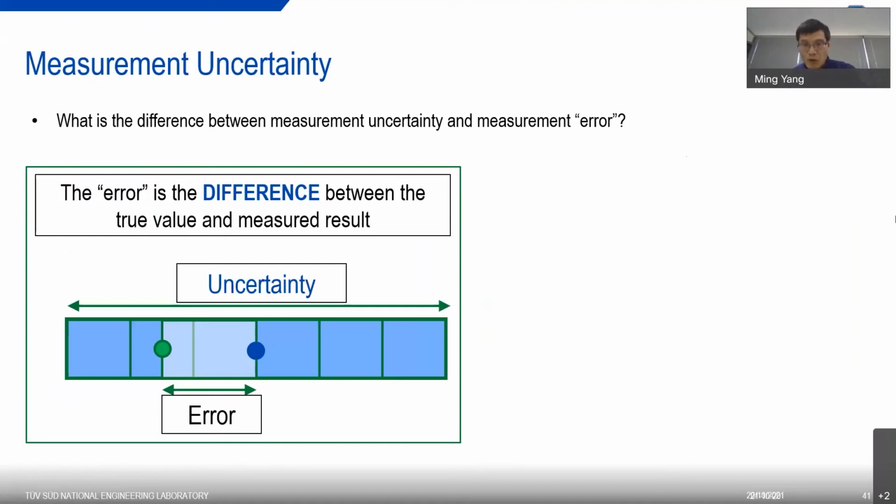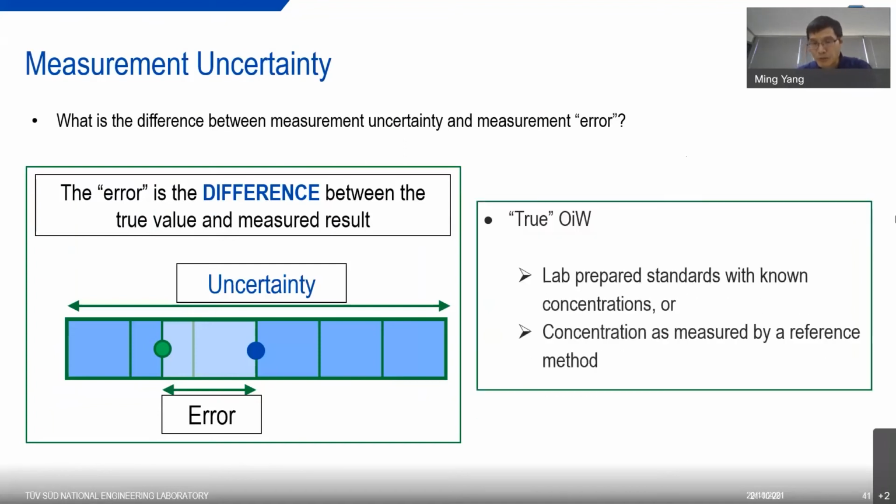For oil in water measurement, there are two ways to define the true value. One is lab prepared standards, in other words, prepared standards with a known amount of oil injected into water, and that can be defined as the true value. The other is to use the value measured by the reference method. Those are the two ways you can define the true value of oil in water.